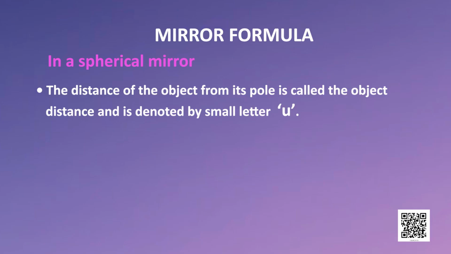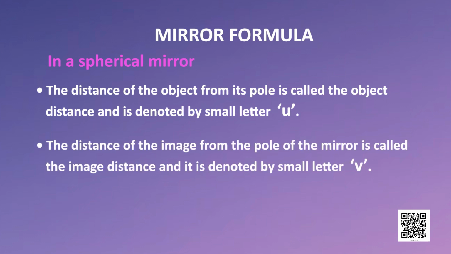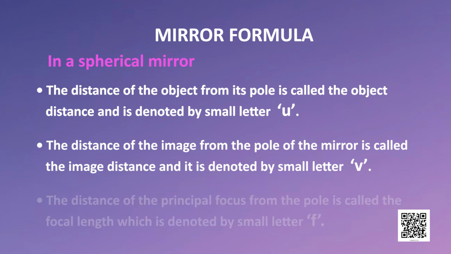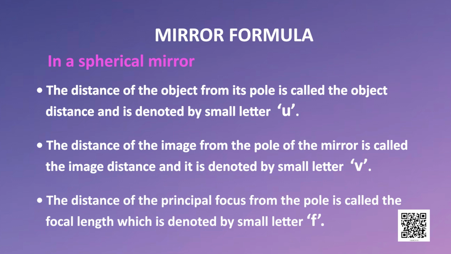Before we are introduced to mirror formula, let us learn about certain basic terms and their symbols. In a spherical mirror, the distance of the object from its pole is called the object distance and is denoted by small letter u. The distance of the image from the pole of the mirror is called the image distance and it is denoted by small letter v. The distance of the principal focus from the pole is called the focal length, which is denoted by small letter f.